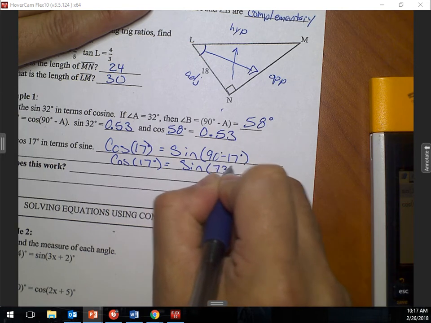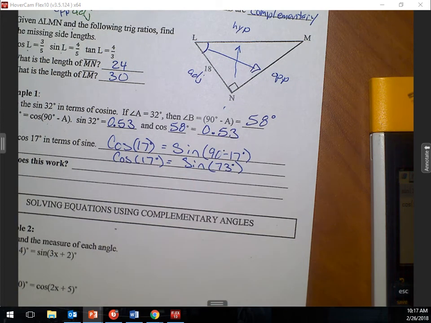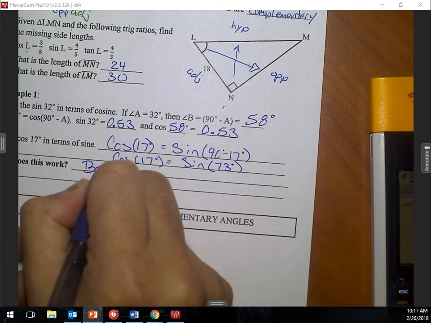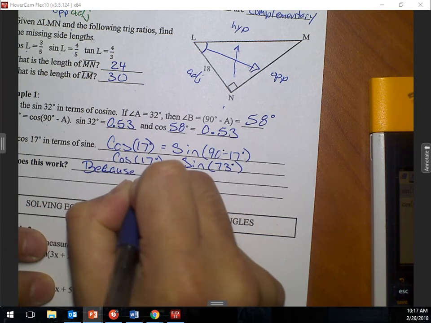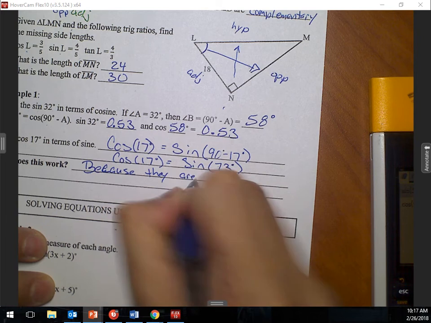That's a lot of what we're doing today, writing it in terms of its complement. And it works because they are complementary.